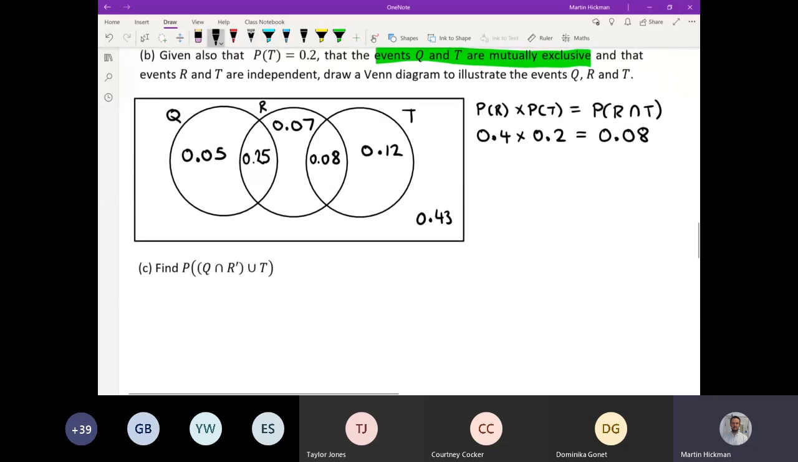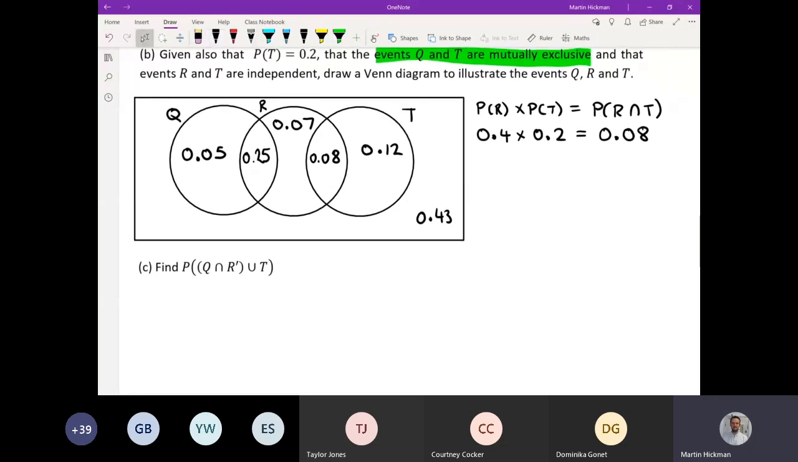And then finally, we have this lovely looking thing for a Monday morning. The probability of Q and R not happening, or T happening, that's what we need to find. So we're going to need to break that up a bit. The first thing I look at is the part in brackets. I'll start off by finding what the probability of Q and R not happening is going to be.